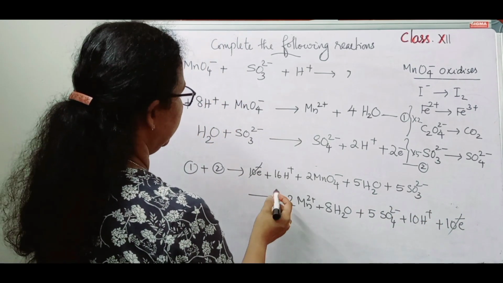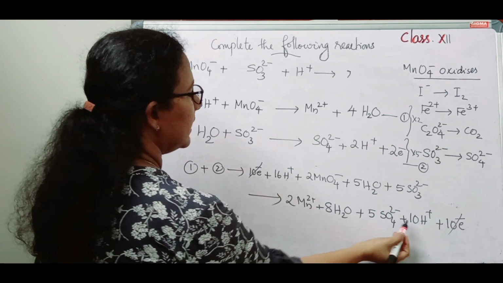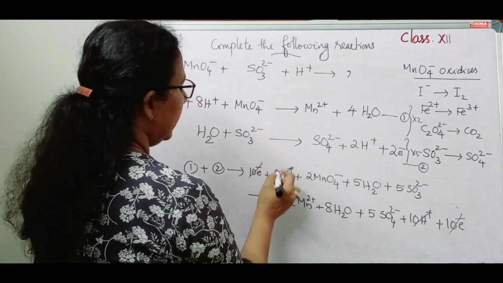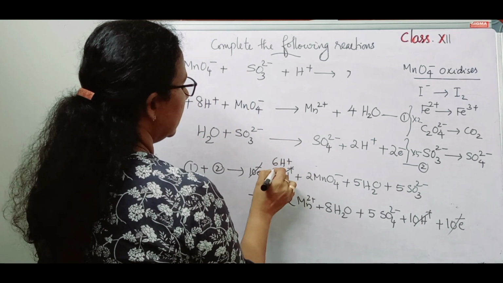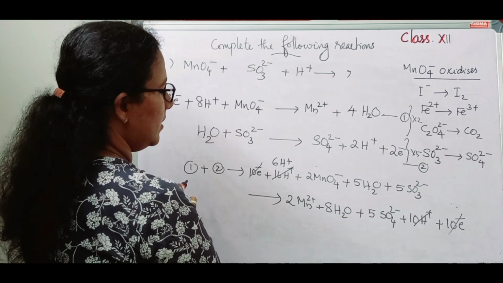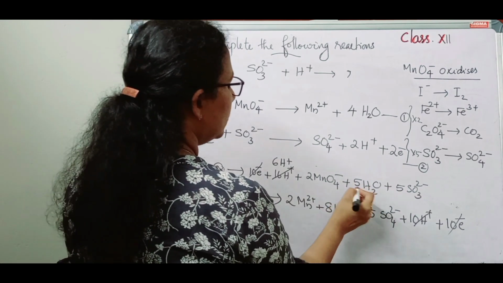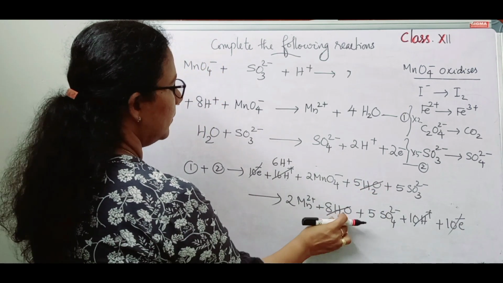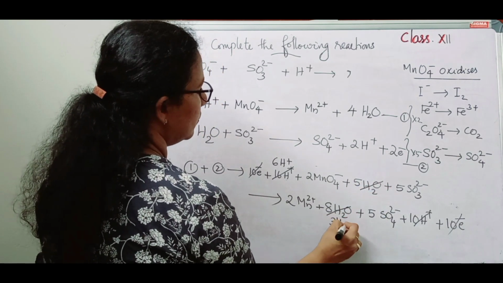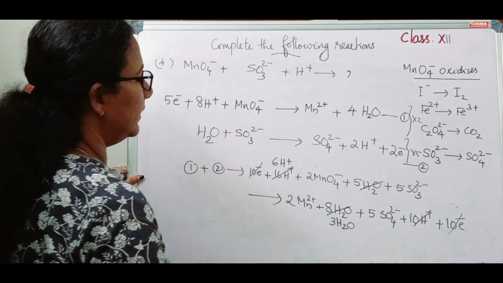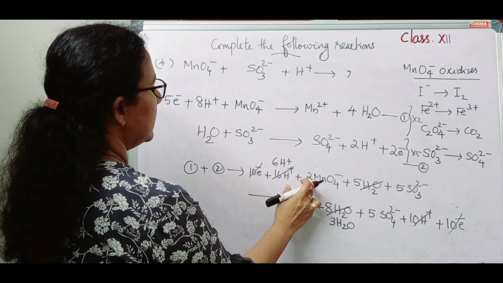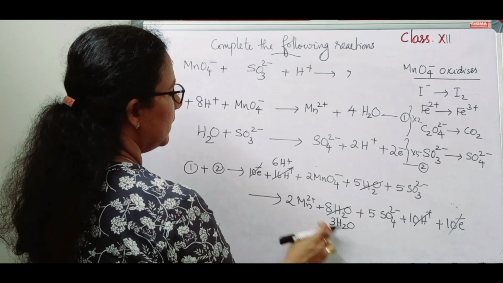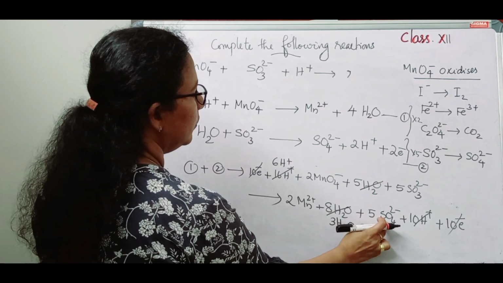Now comes 16H+ in the LHS and 10H+ in the RHS. So we can write 6H+ here. So 6H+ left in the LHS. Then H2O, 5H2O in the LHS and 8H2O in the RHS. So here 3H2O left. So this is the final equation, that is 6H+ plus 2 MnO4- plus 5 SO3 2- gives 2 Mn2+ plus 3 H2O plus 5 SO4 2-.